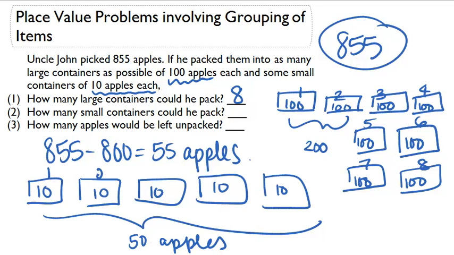So all of this stores 50 apples, which is our limit for the small containers. We had 1, 2, 3, 4, 5 small containers. So our answer is 5.